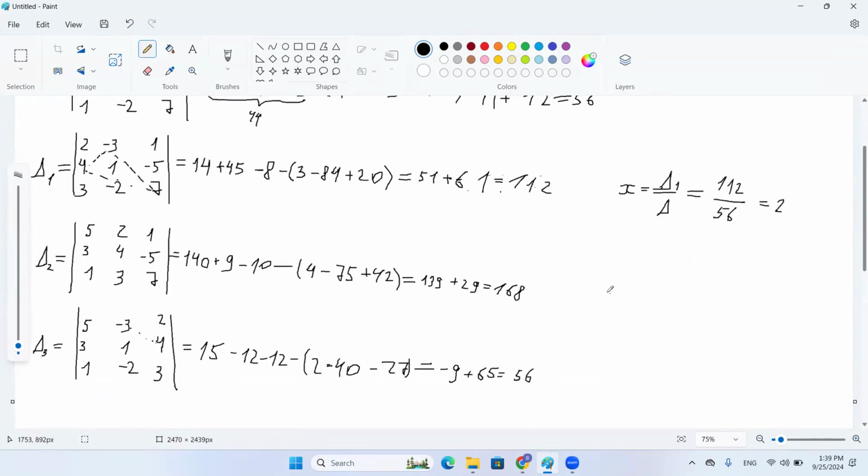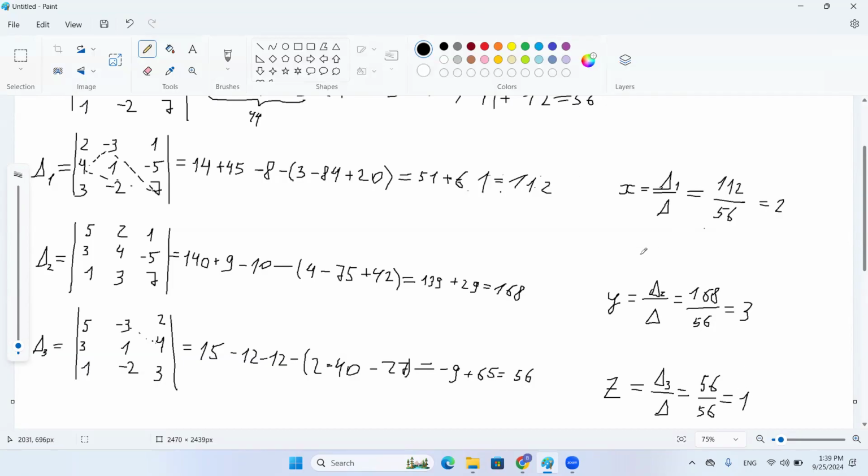And the next. Let's do y. Yeah, so y. We need determinant 2 to divide by determinant, and it will be 3. And that determinant 3 divided by determinant, it's 1.